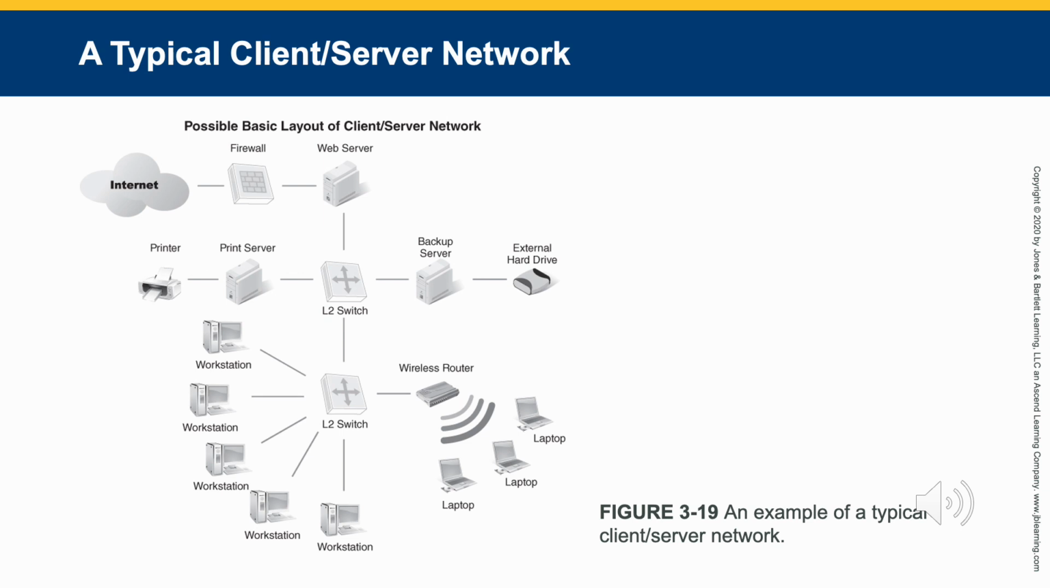This is a typical example of a client-server network. The clients are independent for local applications, but there could be applications hosted in the data center or somewhere else to get services, such as this print server, web server, or a backup server, and they're all connected via the layer 2 switches. They have a firewall appliance that protects this network from the internet.